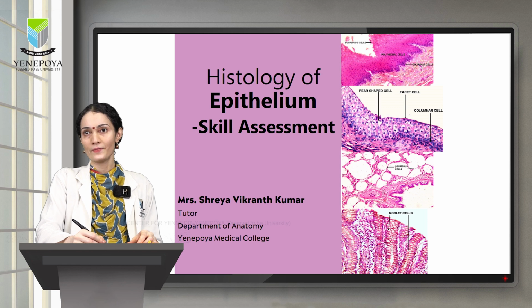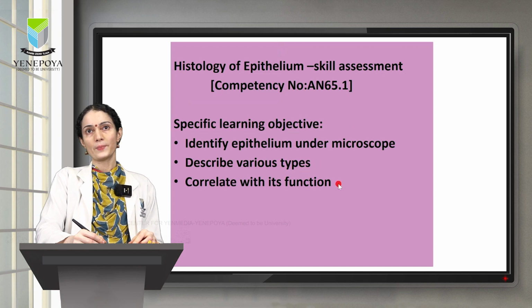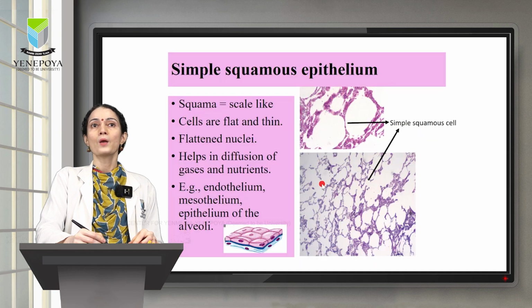Hello everyone, today we will be talking about the histology of epithelium as a part of skill assessment. So the histology of epithelium skill assessment comes under competency number AN 65.1. The specific learning objective is that you have to identify the epithelium under the microscope, describe the various types, and correlate with its function. Moving on to the first slide, that is simple squamous epithelium.